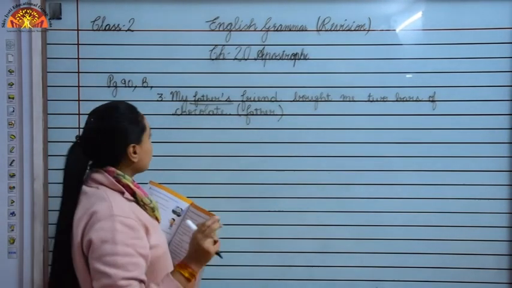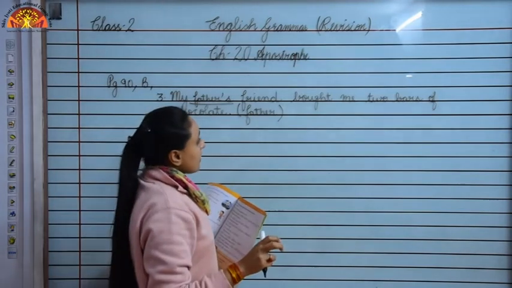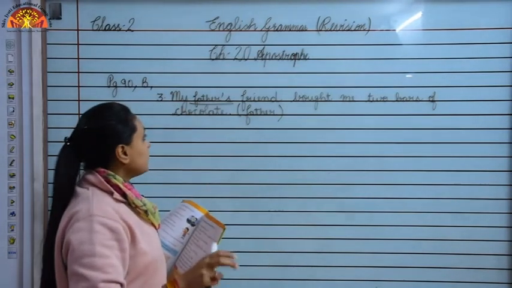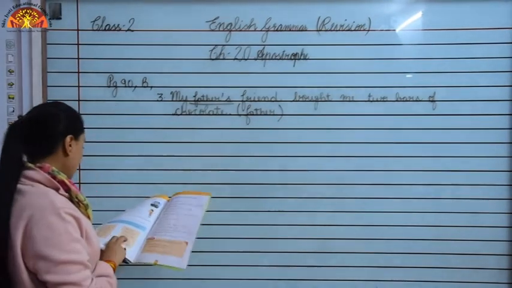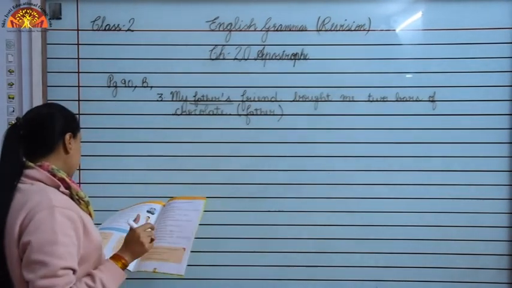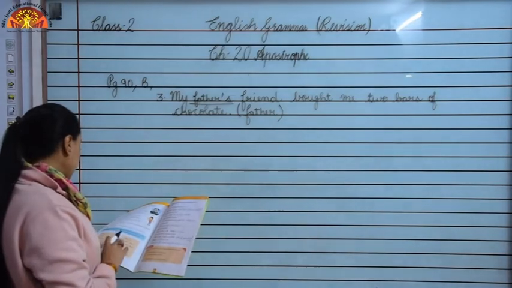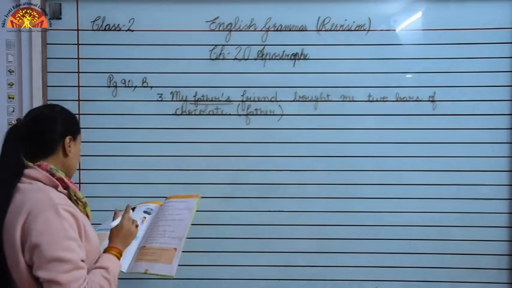Here we are talking about the chocolate that my father's friend has bought. Okay. Now children, look at number 6.